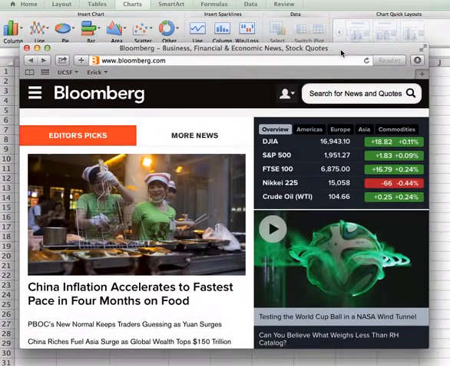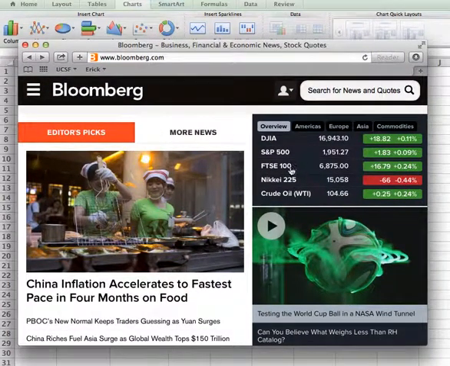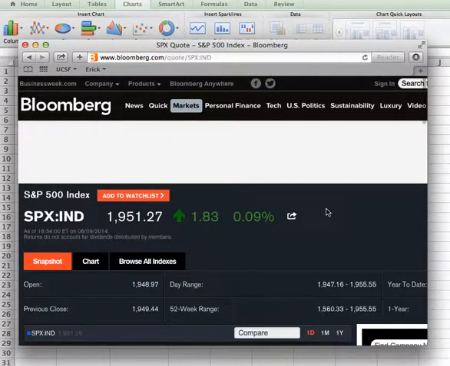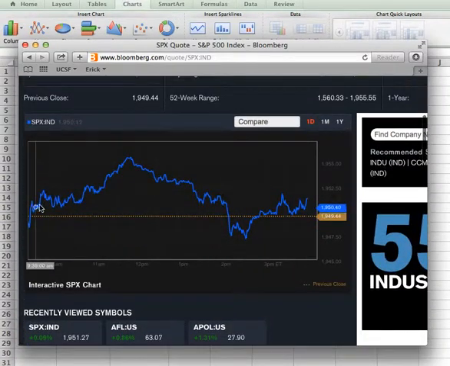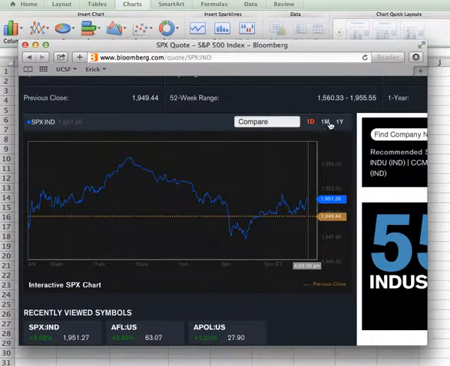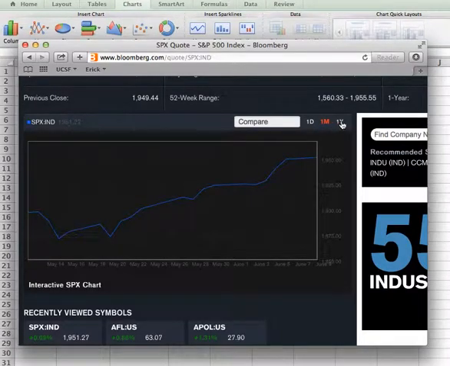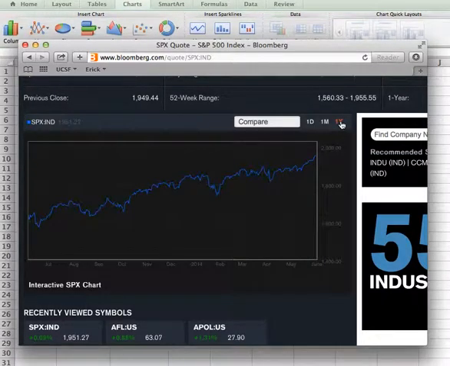If you go to Bloomberg.com, you'll find the S&P 500 right on the front page. I'm going to click into it, and when I go down a bit, you'll see they have this chart. This was the price of the S&P 500 throughout the day. But I can also look at this by the month or by the year. So I'm going to go by the year, and as we look at this trend line, you can see it's been trending up all year long.